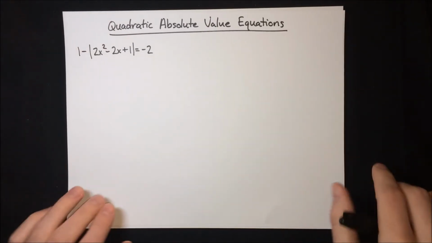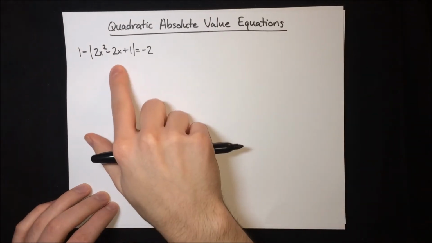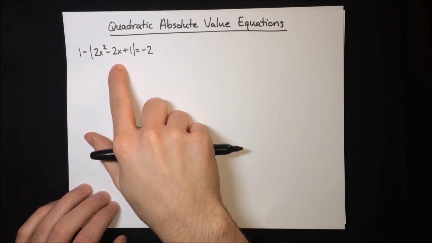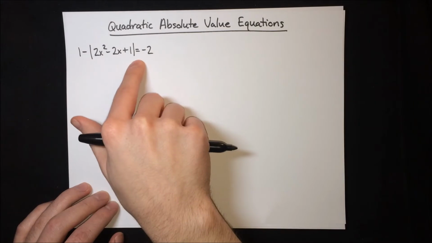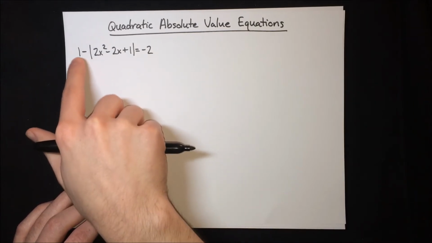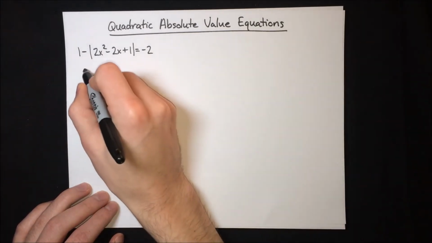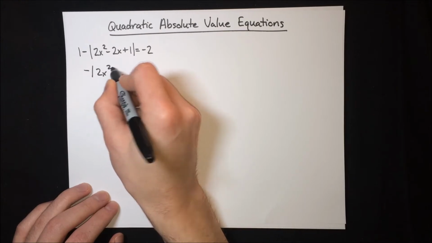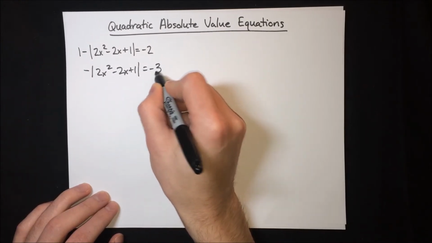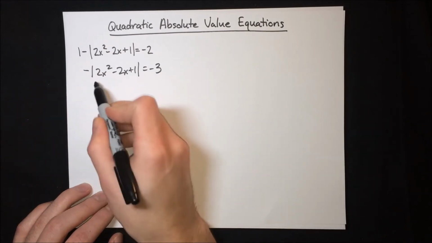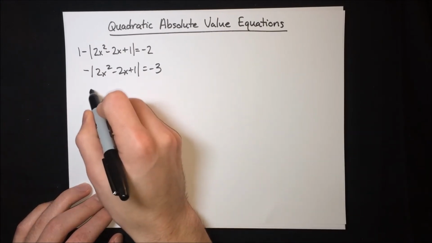Here's a more complicated quadratic absolute value equation. The key to solving these more complicated absolute value equations is always to isolate the absolute value first. So let's subtract 1 from both sides to get rid of that 1. Then, to get rid of the negative sign in front, we'll multiply both sides of the equation by negative 1.